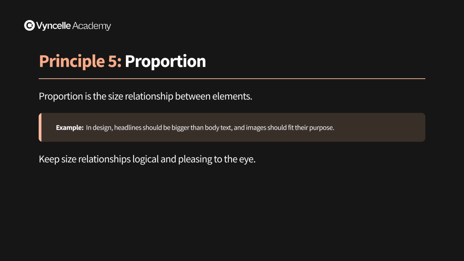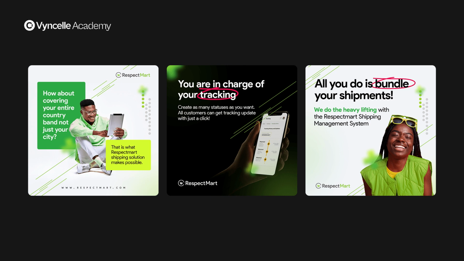Okay, proportion. Now, proportion is the size relationship between elements. It sounds fancy, but it's just for you to understand that it's the size of what is being spoken about or communicated in visuals, right? So for example, headlines will definitely be bigger than body text. Very simple. That's a very basic explanation. Headlines are bigger than the body text, right? And images also should fit their purpose. Like the example I showed in the previous image, you see the headlines are bigger compared to the body text, and the images are also fitting what's being communicated in that particular visual, right?